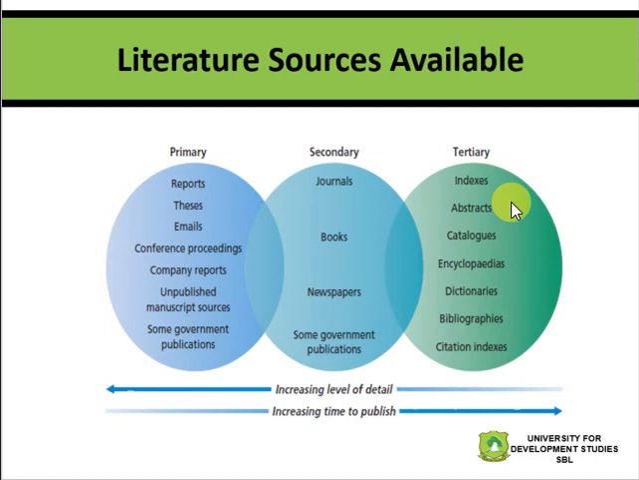They also have secondary sources, which are general articles, books, newspapers, and some government publications may also be part of that. Then finally, we have tertiary sources, which includes indexes, abstract catalogs, encyclopedias, dictionaries, and whatnot. So you see that as we move from tertiary sources to the primary source, there's increasing level of detail in terms of what is contained.